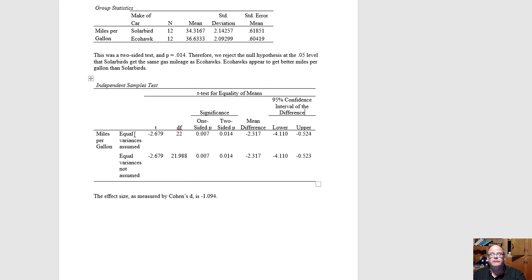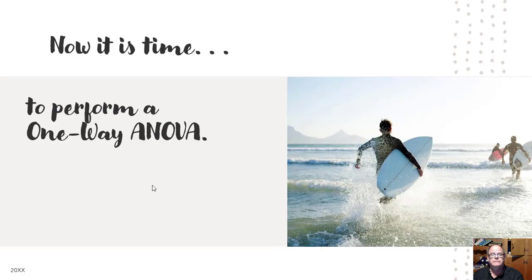if you assume the variances are equal, which is what we did based on one of our assumptions, somewhere between minus 4.110 and minus 0.524. In other words, the difference is negative. And there's a bit of a range there, even to be 95% sure. A 95% range is between those two numbers. That's what a 95% confidence interval is.